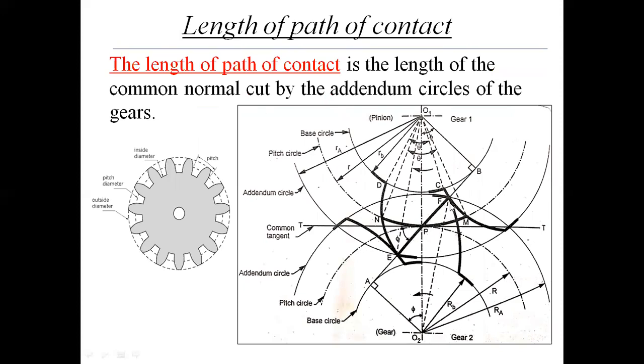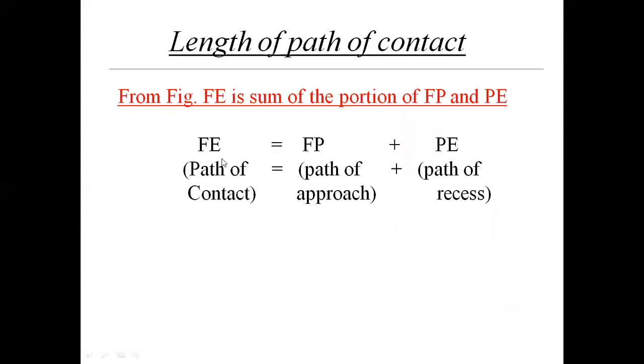PF and PE, the summation of EF is the summation of PF and PE. So PF is nothing but the path of approach when the gear is rotating in the clockwise direction and the pinion is rotating in the anti-clockwise direction. So FP is the distance called the path of approach, and PE is called the path of recess. Here we can see the path of contact is equal to the summation of path of approach plus path of recess.